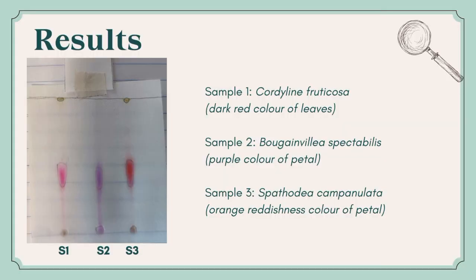Next, for the results, we have three samples. The first sample is dark red color of leaf. The second sample is purple color of petal, and the third sample is orange reddish color of petal. Okay, so let's jump to the observation.